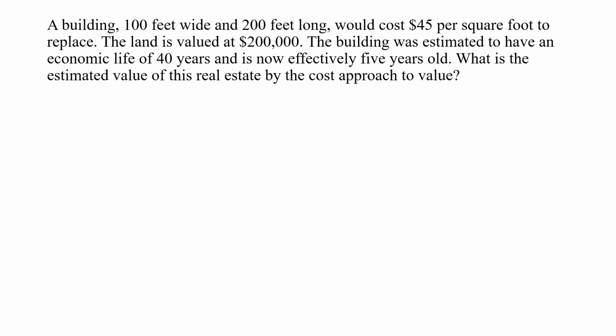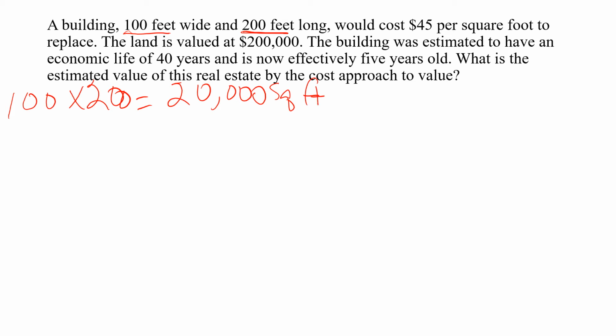A building 100 feet wide and 200 feet long would cost $45 per square foot to replace. The land is valued at $200,000. The building was estimated to have an economic life of 40 years and now is effectively 5 years old. What is the estimated value of this real estate by the cost approach? Okay, well, let's start with our building is 100 by 200, which means it's a 20,000 square foot building at $45 per square foot equals 900,000.